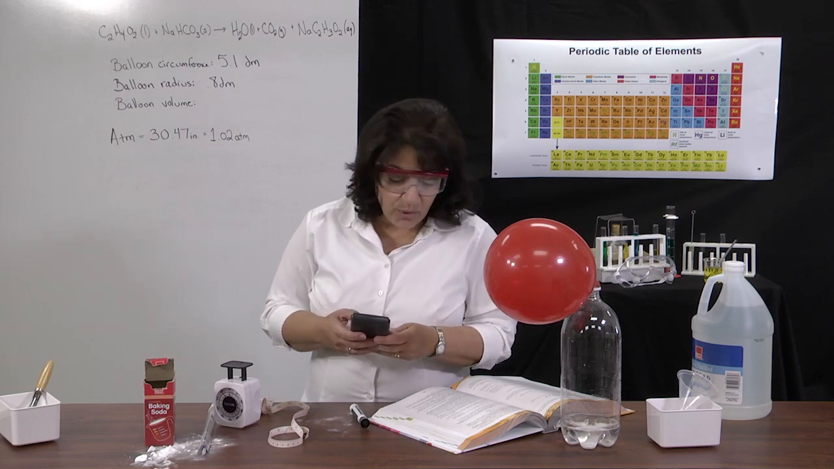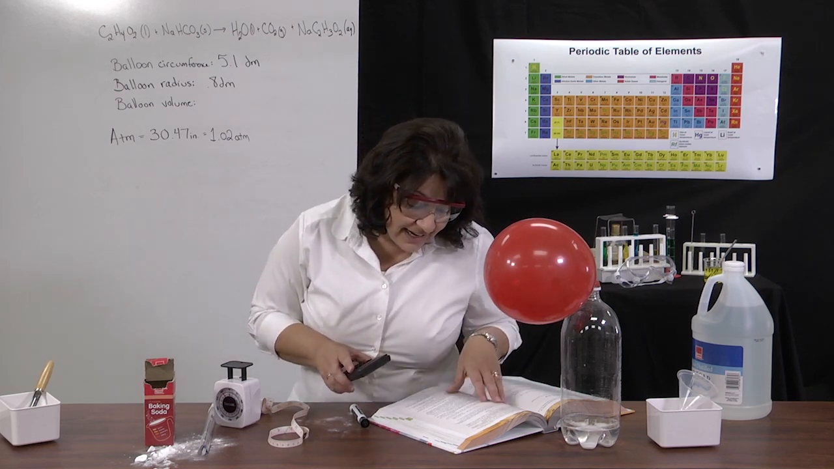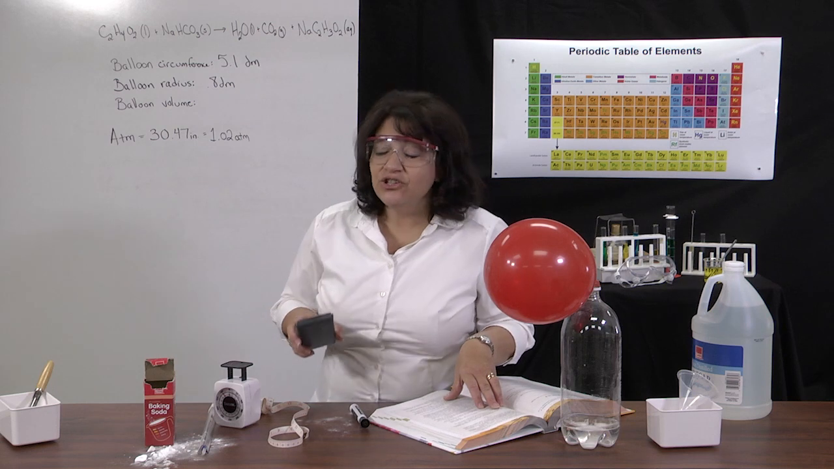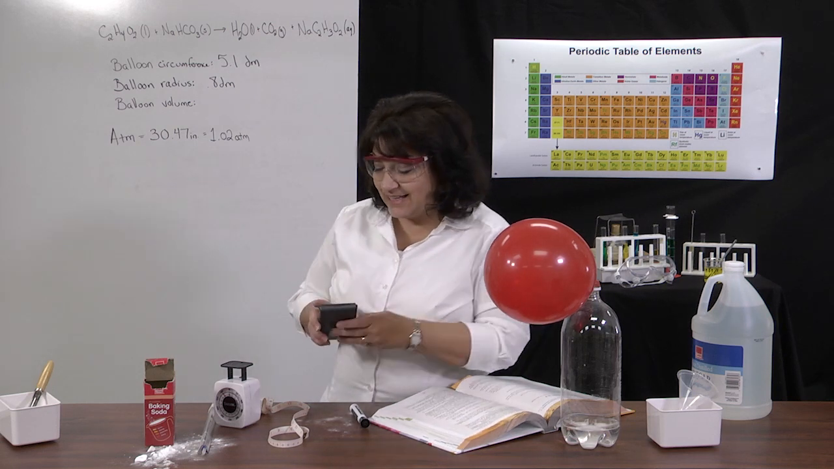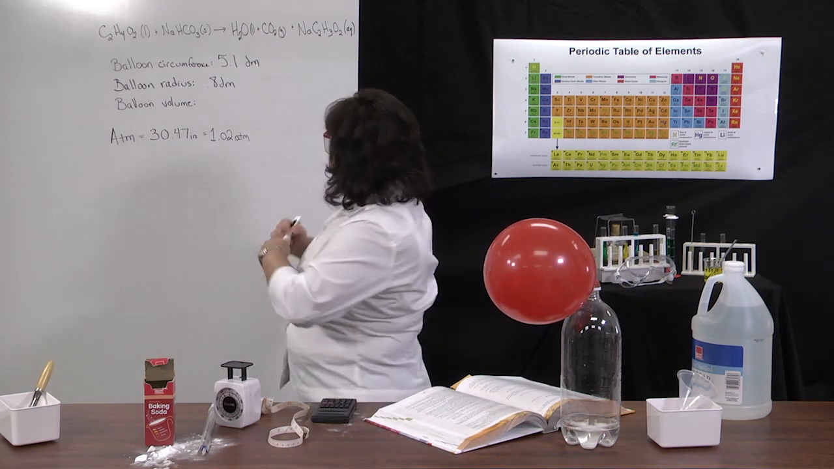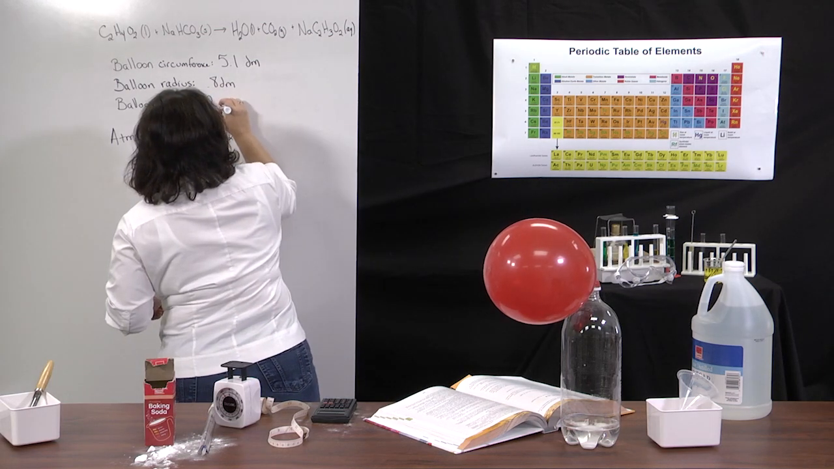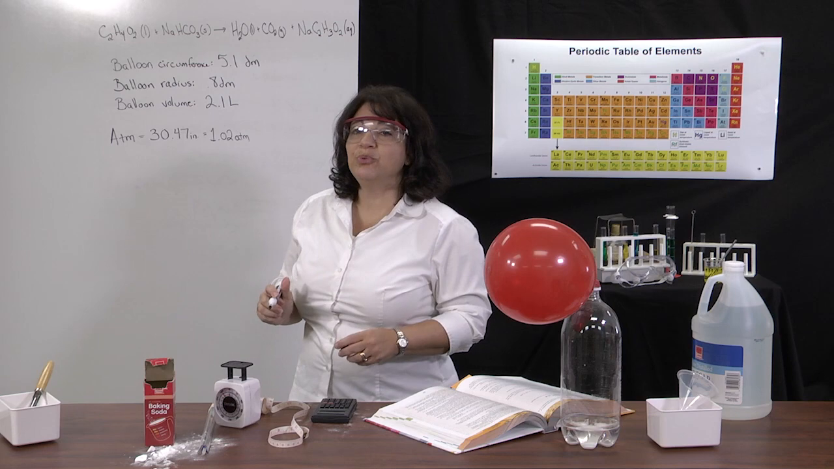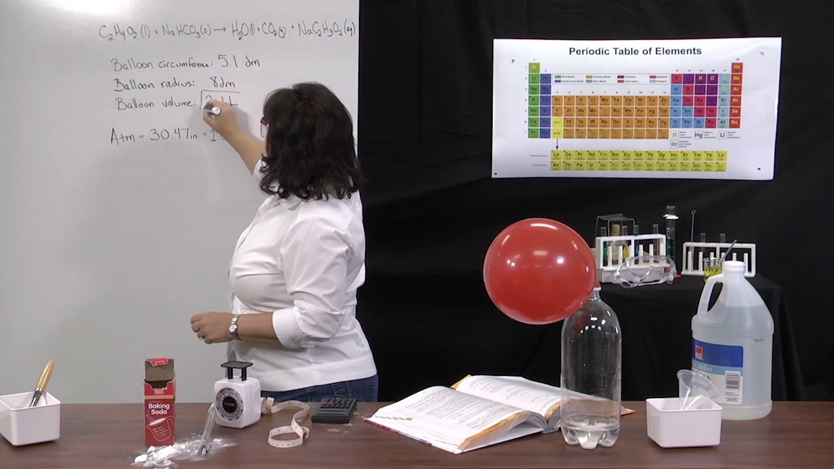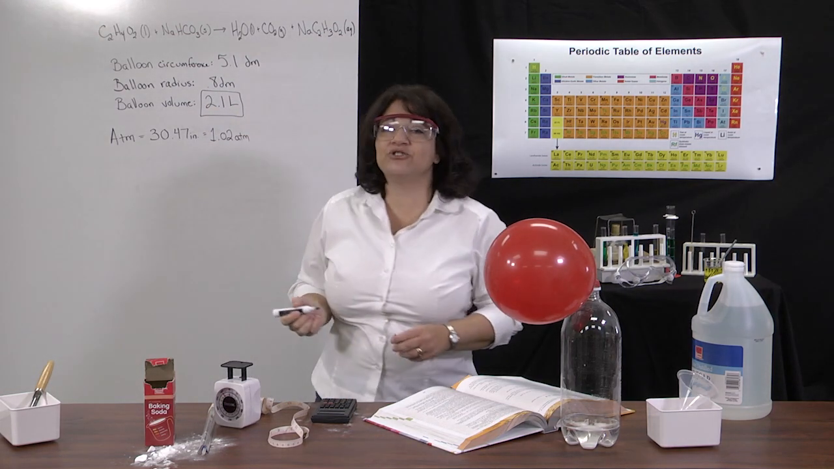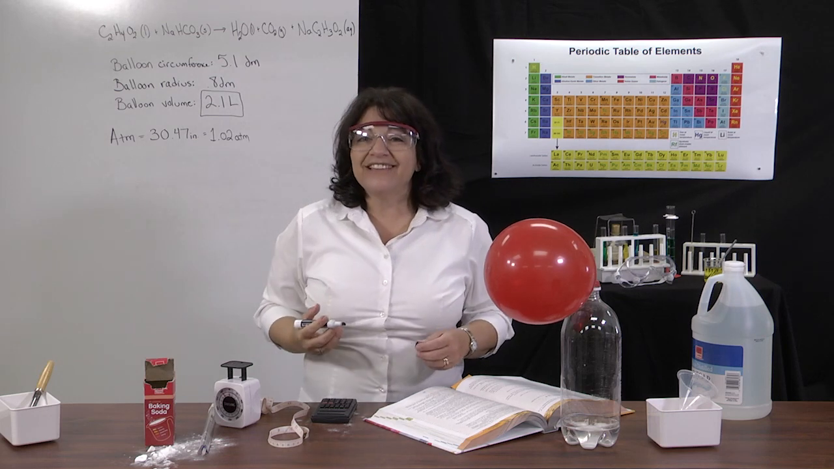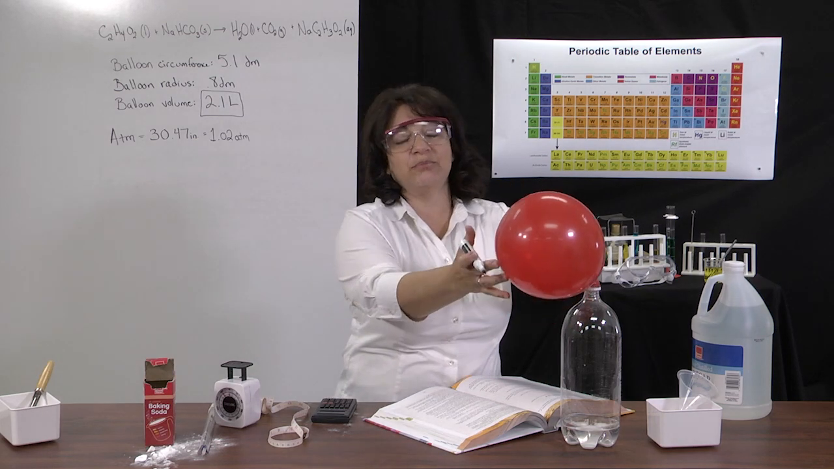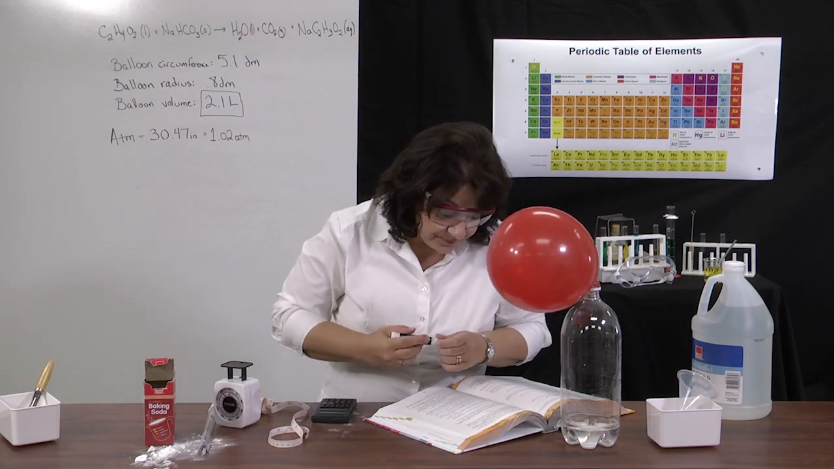And I get 2.1. And that answer is going to be in cubic decimeters, which is the same thing as liters. So 2.1 liters is the volume of my balloon. I'm going to box that because that's an important measurement that we will be using later. We've just calculated the volume of our balloon in liters.